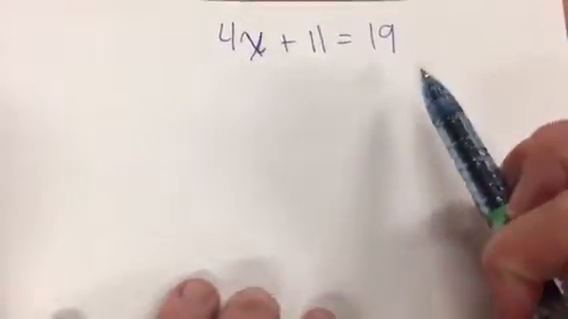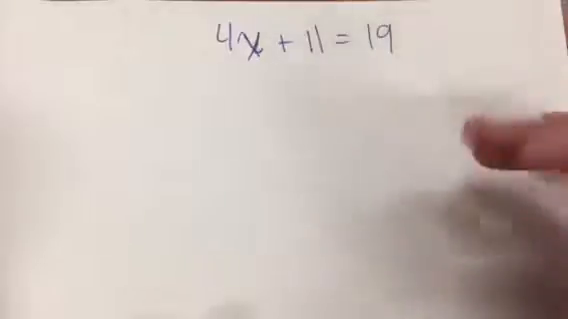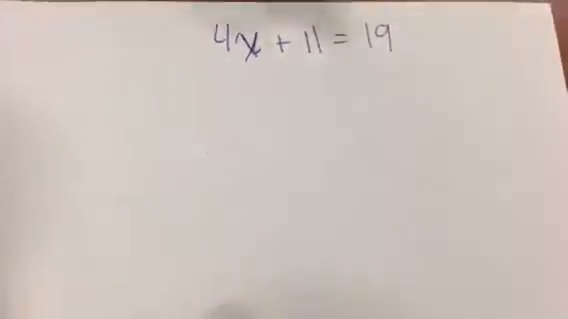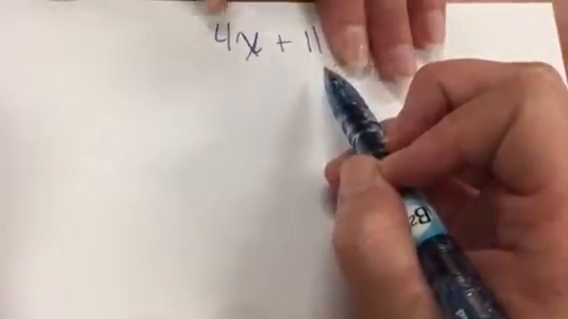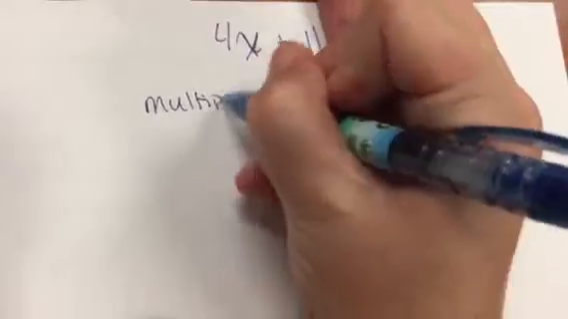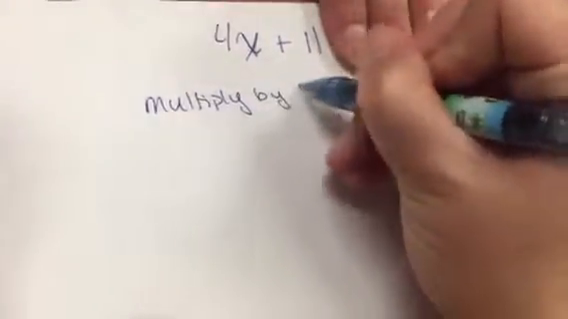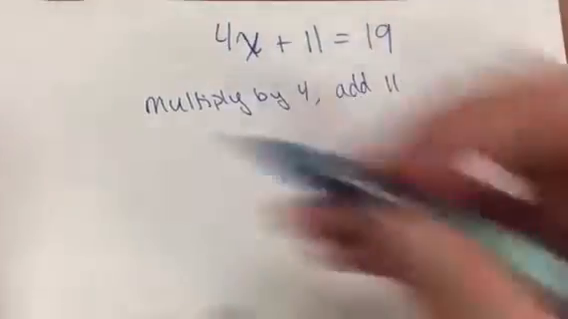4x plus 11 equals 19. So we said in step 1, what did we have to do? We need to make sure that we cover up that part. We're looking at just the expression. How would I solve this? I would do 4 times x, so I would multiply by 4. And then my next step would be to add 11. Okay, so that was step 1.